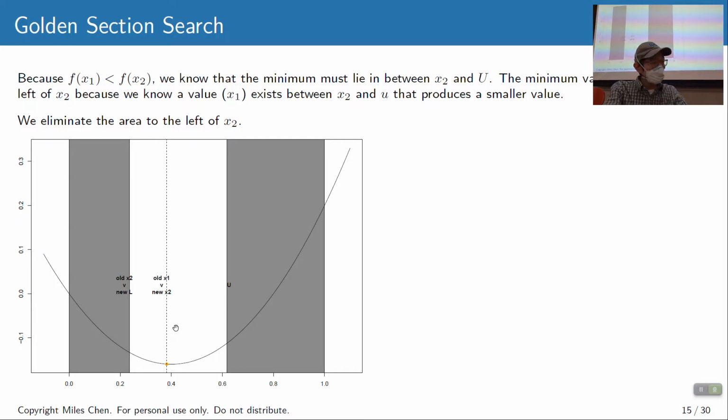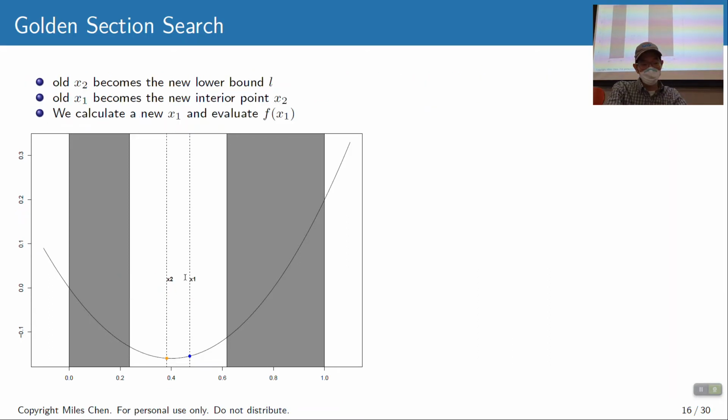And again, because of the properties of the golden ratio, the x2 becomes my new lower bound, and what used to be x1 is going to be my new x2. And now I have to calculate a new internal value, which is going to be 0.618 of the way from the lower bound to the upper bound. So it's going to be somewhere around here. Okay, so I do that calculation, and here it is.